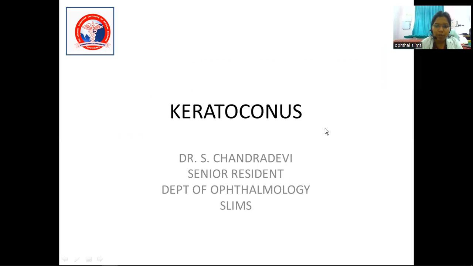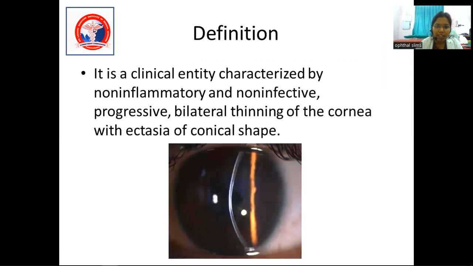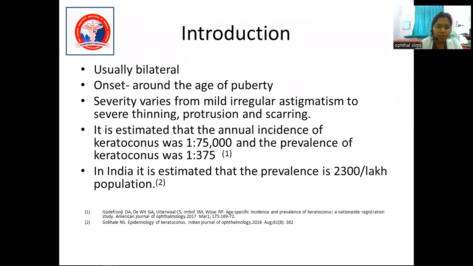Today the discussion will be on keratoconus. Before going into what keratoconus is, we will go to the definition of keratoconus. Keratoconus is defined as a clinical entity characterized by non-inflammatory and non-infective progressive bilateral thinning of the cornea with ectasia and conical shape. Looking into the introduction, it is usually a bilateral condition.